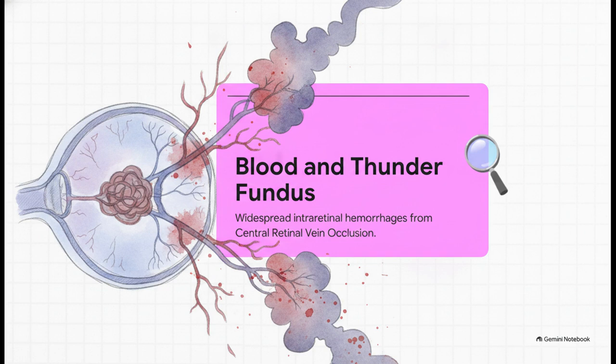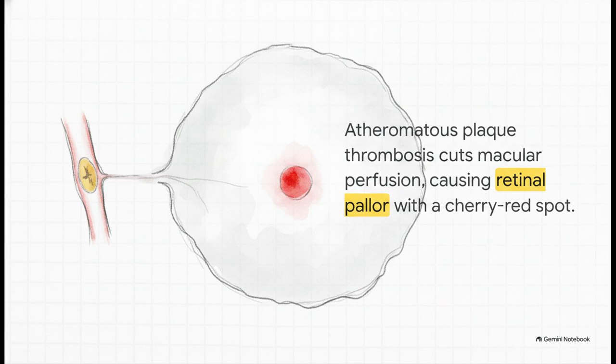If a thrombus forms right at or just behind the lamina cribrosa, it blocks the central retinal vein. The resulting central retinal vein occlusion is so catastrophic it actually earned the clinical name blood and thunder fundus. The eye is literally painted with this explosive, widespread intraretinal bleeding simply because the blood has nowhere to drain. It's quite a sight. But imagine the exact opposite happening.